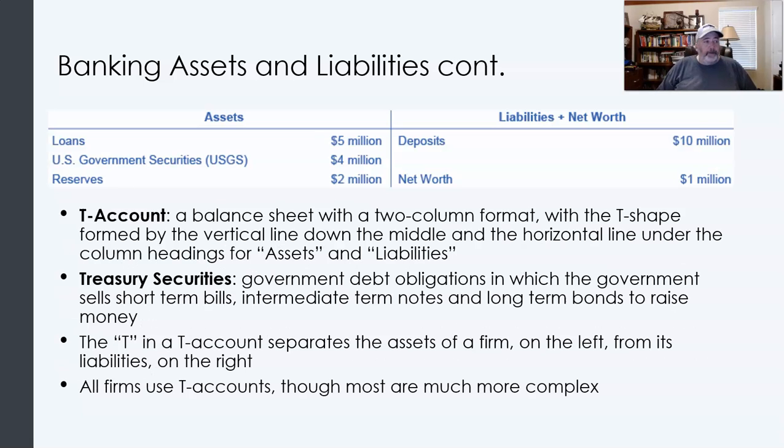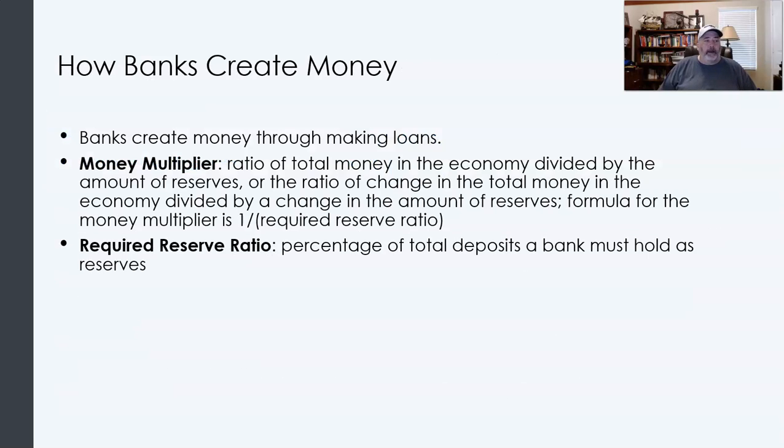Okay? All right, so here's a T account. This is what I was talking about. Assets on one side, liabilities on the other. Here's their loans. Here's their deposits. And you'll notice that 5 plus 4 plus 2 is 11. 10 plus 1 is 11. It's in balance, right? That's what we want. Okay? All right. This says that banks create money by making loans. No, they don't. The money was already created.